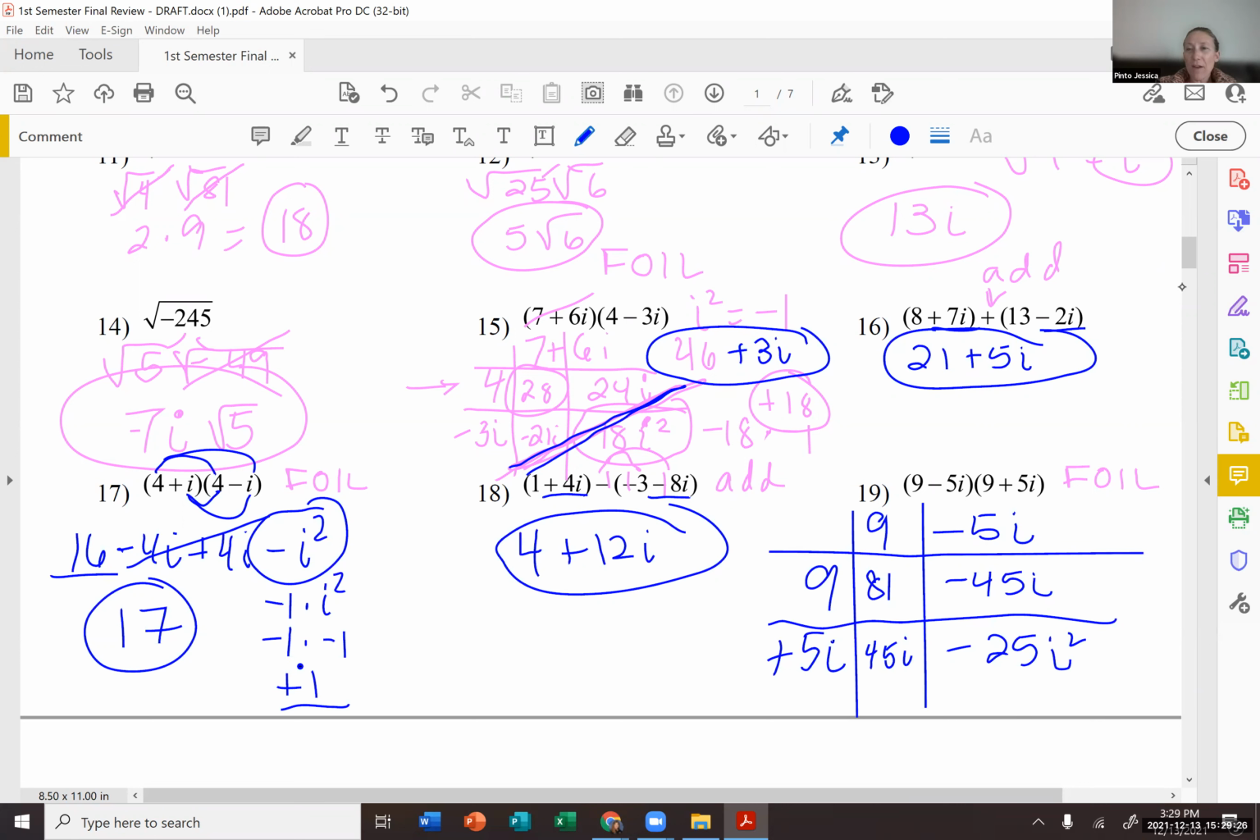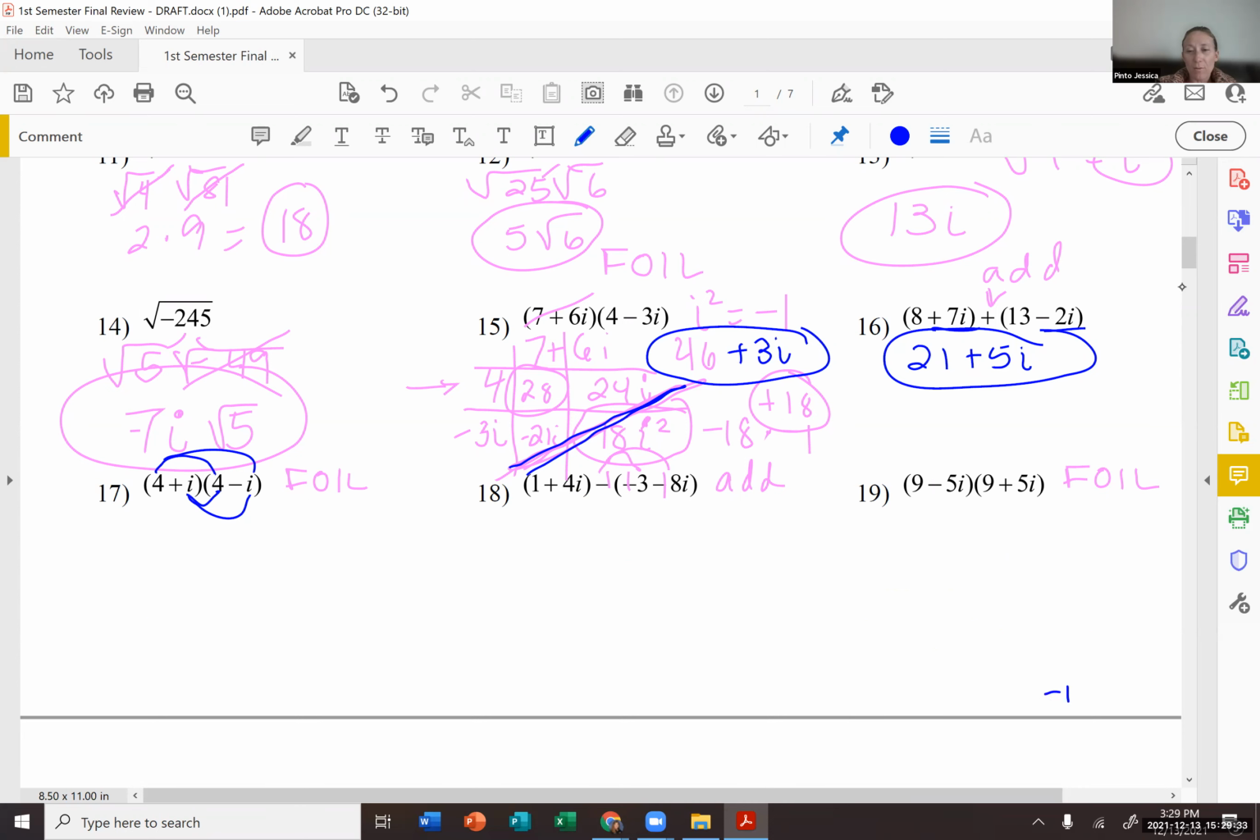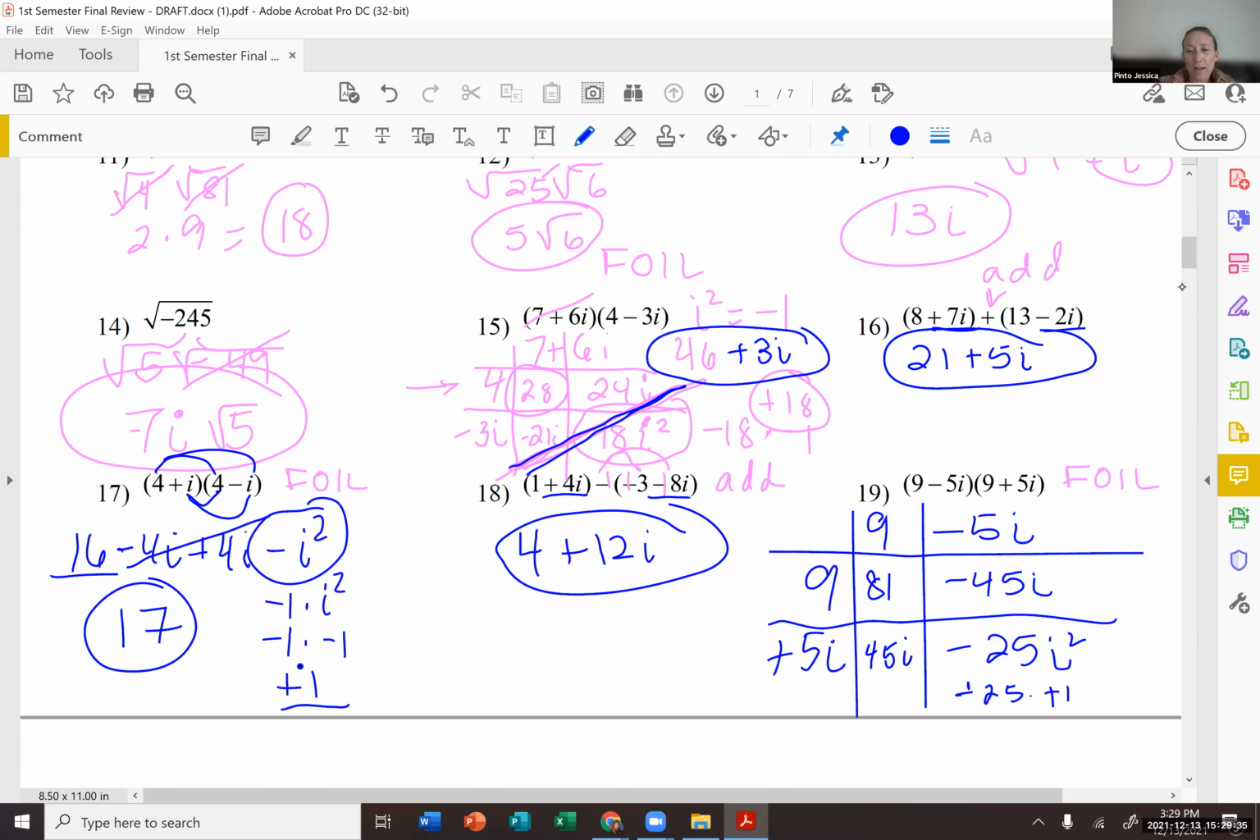So the negative 25i squared, that's going to be negative 25 times negative 1, which I know is just going to become positive 25. So these numbers cancel out. 81 plus 25, that would be 106 as my final answer. Great.